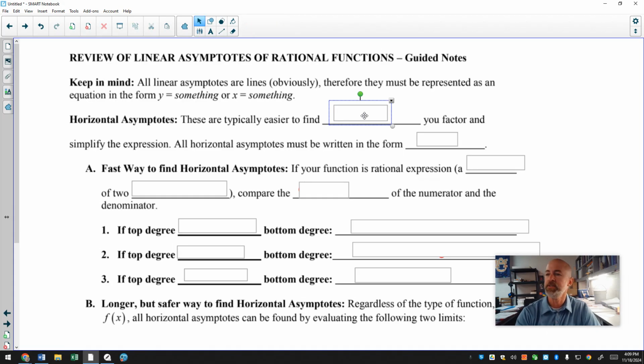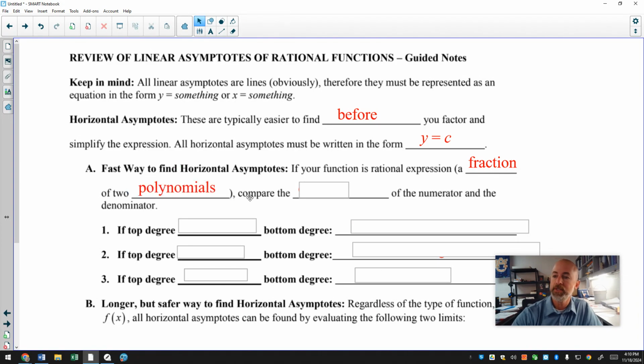And these are typically easier to find before you factor and simplify an expression. And all horizontal asymptotes, because they're horizontal lines, must be written in the form y equals some constant. So the fast way to find horizontal asymptotes, and this applies to rational expressions only, is if your function is a fraction of two polynomials. In these cases, you can compare the degrees of the numerator and denominator, and whichever one's bigger kind of drives the end behavior or the horizontal asymptote.